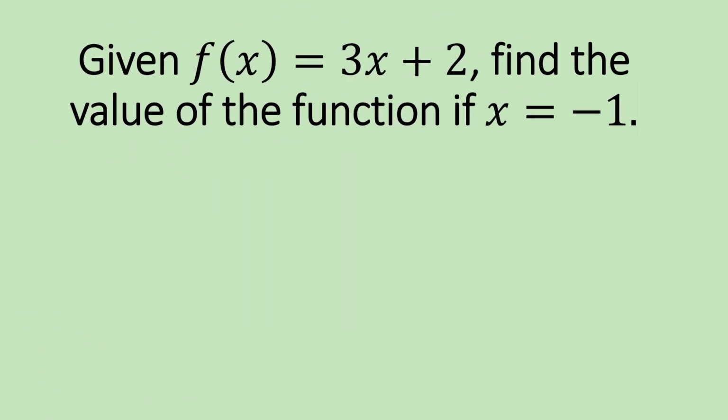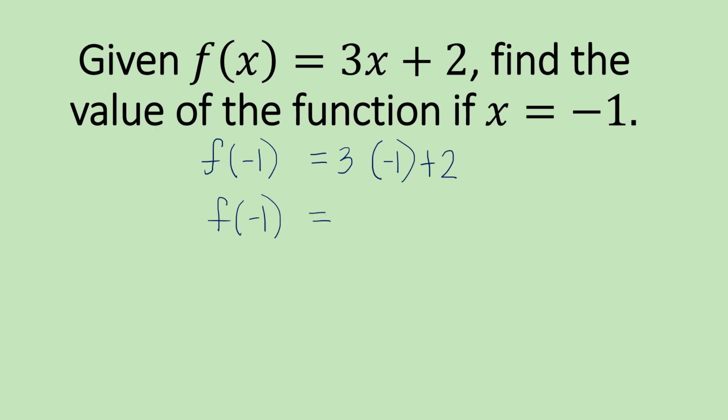First example, given f of x equals 3x plus 2, find the value of the function if x is equal to negative 1. So in order to evaluate the given function at x equals negative 1, we're just going to substitute negative 1 to all x's of the given function. So that is, we now have this equation. We just substituted negative 1 to all x's of the given function f of x. Then 3 times negative 1 is negative 3. We just copied 2. Then negative 3 plus 2 is negative 1. Hence, f of negative 1 is equal to negative 1.